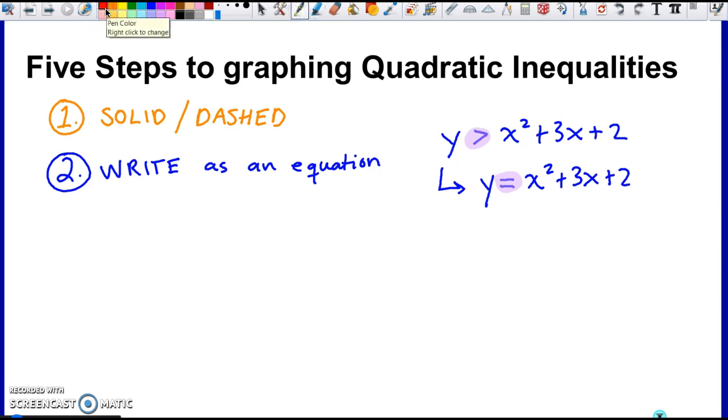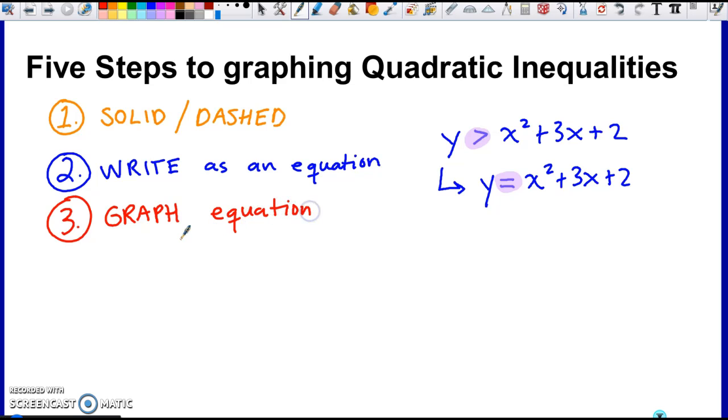All right? Then the third step is to graph that equation, because the inequality is changed to an equation. There are a couple of ways you can do that. You could factor it and use factored form. You could use standard form with a, b, and c. Or you could use vertex form. All of those methods of graphing are just fine. We don't really use direct substitution a whole lot, but you can use that as well.